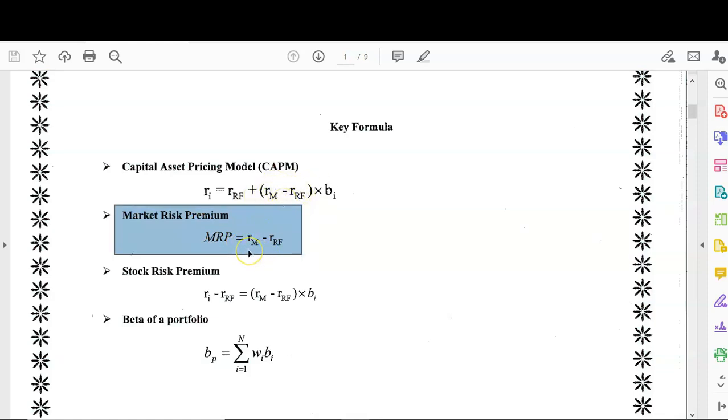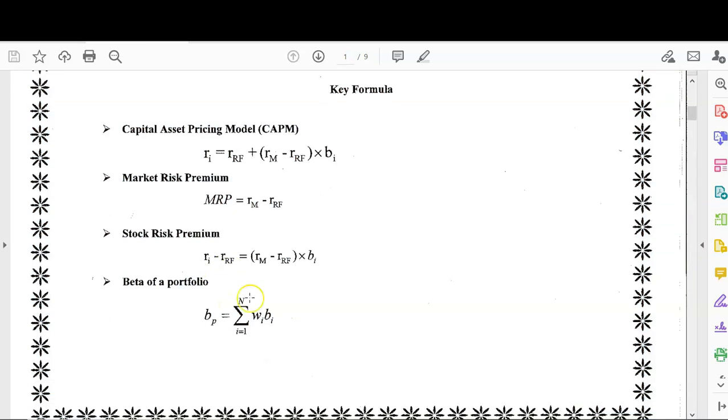It is stock market return minus the risk-free rate. Okay, we use MRP to stand for market risk premium. And then if we use beta multiplied by this market risk premium, we could have stock risk premium, okay, which is RI minus RRF. Okay, this beta is defined as how much stock contributes to the market risk. So using market risk premium multiplying by beta, we can get stock risk premium.